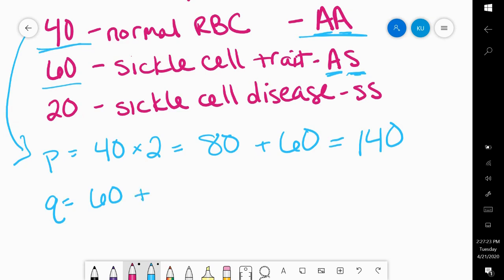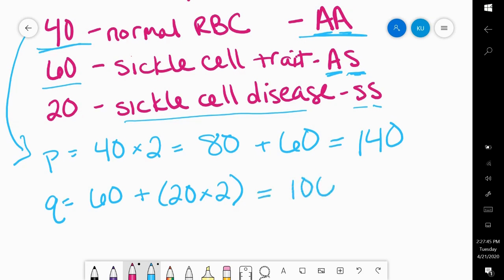And then the sickle cell disease people, they each have 2 S's. So if there's 20 of those people, then you have 40 total S's because it's 20 times 2, which equals 40. So 60 plus 40 equals 100. So when we have the entire population, there are 140 P's and 100 Q's.